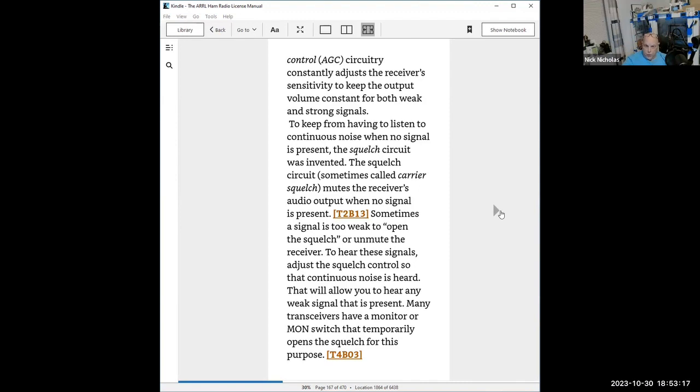Squelch circuits. I'm going to cover this really easy. A squelch circuit is a circuit that turns off the audio until a certain level of signal enters the receiver. When that signal is sufficient, depending on how you've adjusted the squelch, it will, quote, break the squelch. The squelch will open, and audio will go to the speaker. When that signal drops off, the squelch will resume and it goes to quiet. That's all there is to it.